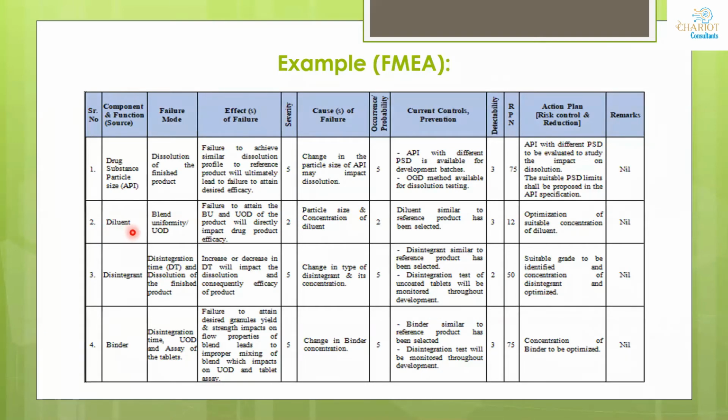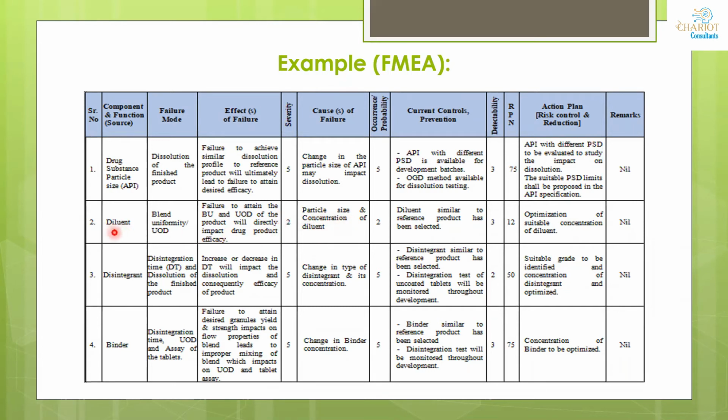So similarly, diluent, how can the diluent impact? Diluent can impact your blend uniformity, your dosage unit. So effect of failure, if things go bad, what will happen? Failure to attain blend uniformity or uniformity of dosage product will directly impact drug product efficacy. So whenever the blend uniformity will not be there, and tablet to tablet variations are there, your drug efficacy will not be there. So what are the causes? What can be the causes of that failure? Okay, particle size, concentration of diluent.